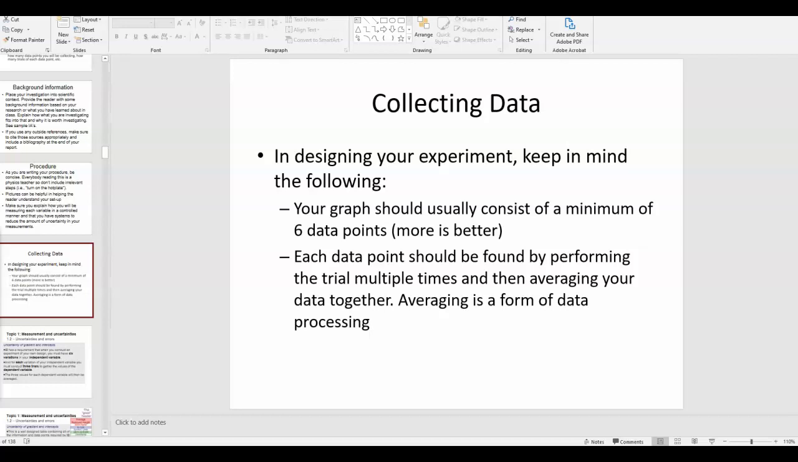Now, each data point should be found by performing the trial multiple times, at least 3 times, and then averaging your data together. Okay, and so averaging is a form of data processing, which is a required element of the analysis section. And we'll talk more about data processing later, but one example of data processing is averaging.